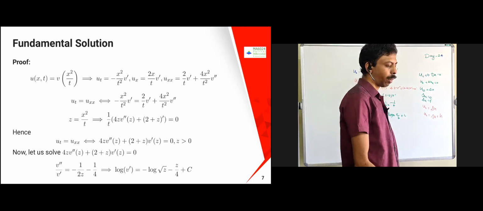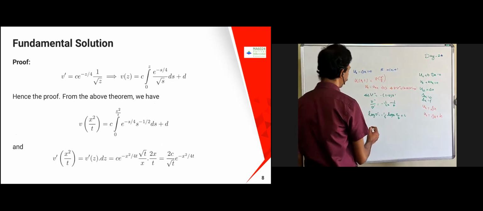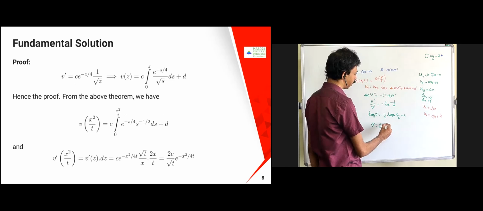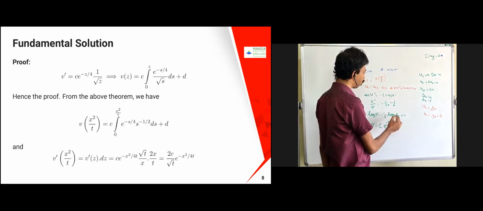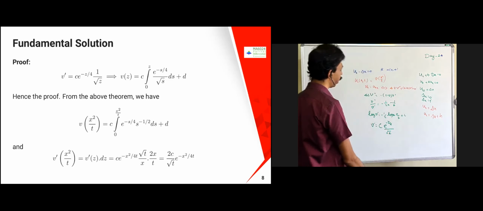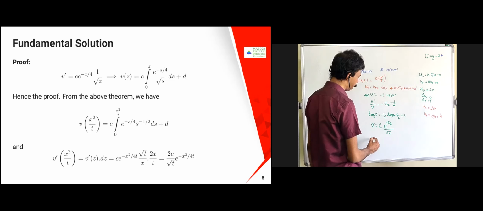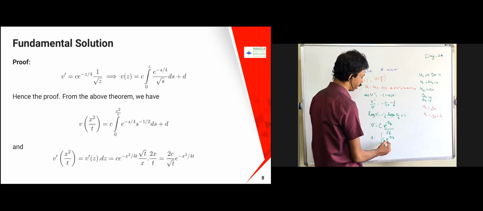Therefore what you are going to get is v dash equal to some c into e power minus z by 4 into 1 by minus 1 by 2. Therefore this is going to become like square root of z, so v dash is c e power minus z by 4 into 1 by root z. Therefore your v is going to become the integral of c e power minus z by 4 by root z.